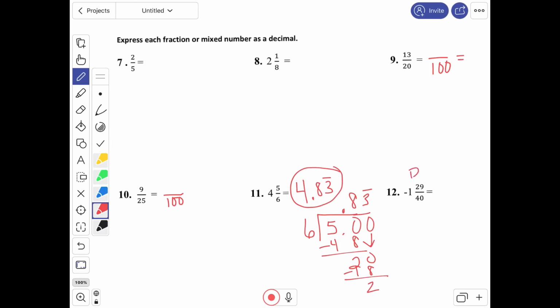For number 12, you're going to have to divide again. The whole number, -1, stays the same, but to figure out what the decimal is, you're going to have to go divide and work that out.